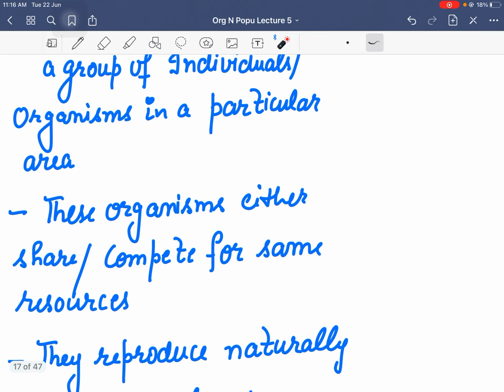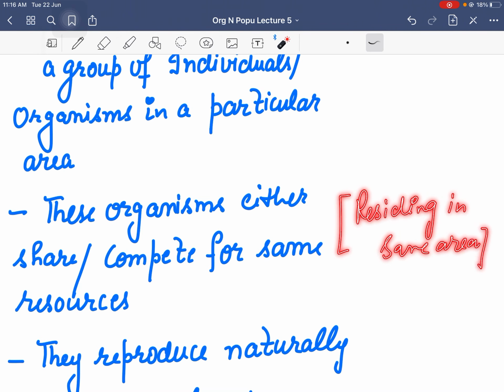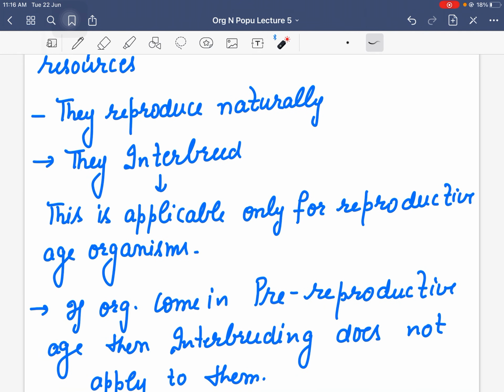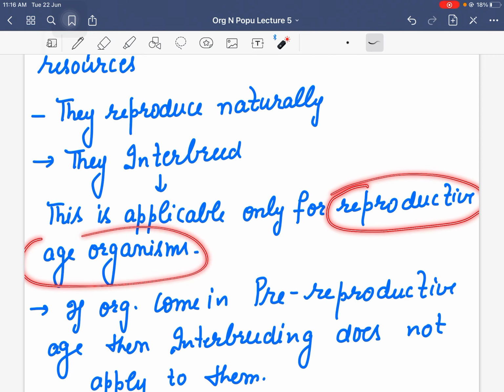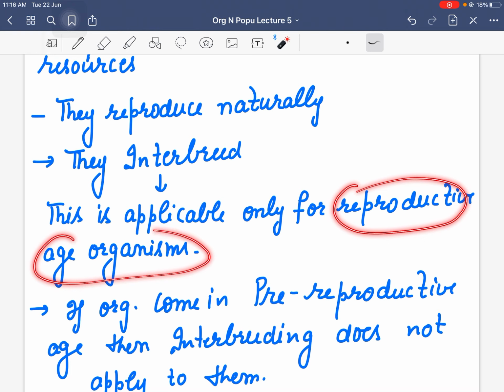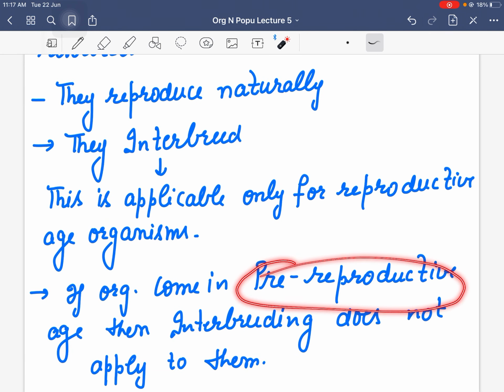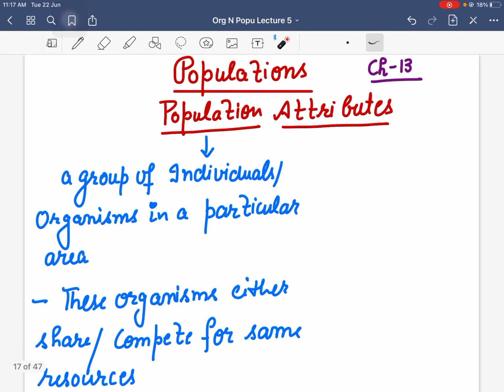Now when we say a group of individuals or number of organisms live in a particular area, these organisms share or compete for the same resources because they are residing in the same area. So definitely they will compete for the resources. They reproduce naturally, right? They will interbreed, and interbreeding is applicable when in a population we say breed. It means that the population's organisms should be in the reproductive age. If the organisms are not in the reproductive age, then this step will not be included. If organisms are in the pre-reproductive age, then interbreeding will not apply to that population, right?